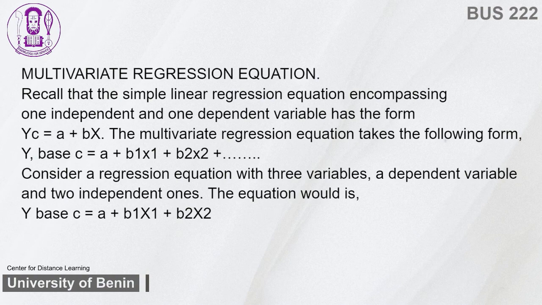Multivariate regression equation. Recall that the simple linear regression equation encompassing one independent and one dependent variable has the form yc equals a plus bx. The multivariate regression equation takes the following form. yc equals a plus b1x1 plus b2x2 plus and so on. Consider a regression equation with three variables, a dependent variable and two independent ones. The equation would be yc equals a plus b1x1 plus b2x2.